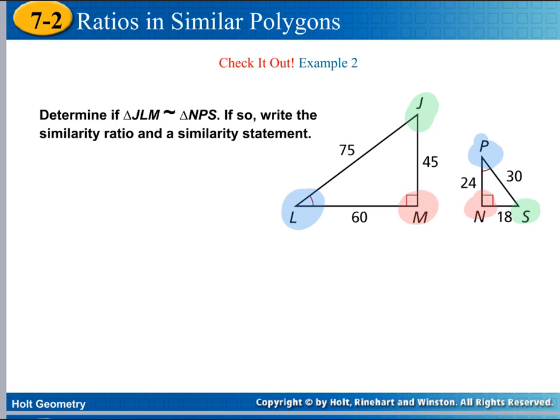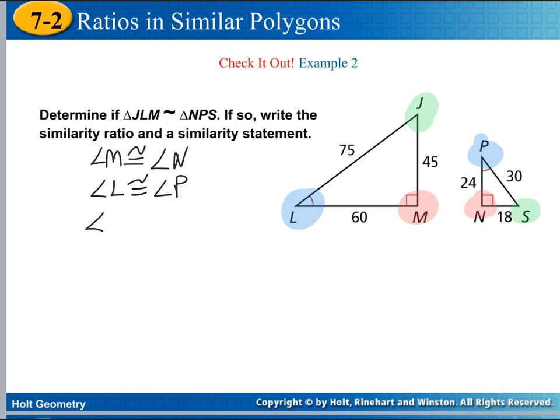So we do know just by going through that exercise that angle M is congruent to angle N because they are right angles, and all right angles are congruent. We know angle L is congruent to angle P because they each have a single mark on each angle indicating that they are the same measure.